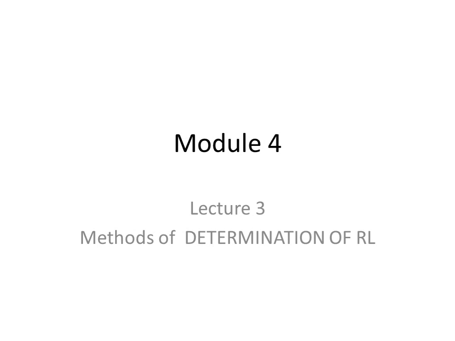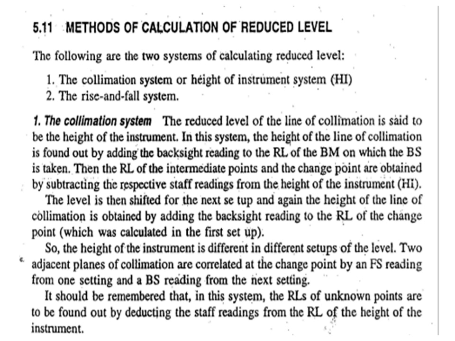Hello friends, in the previous two lectures we have seen what is meant by leveling, what is the principle of leveling, what is the object of leveling, and what is the purpose of leveling. Then in this lecture we are going to see how to determine the RLs by making use of the two methods. So in this slide we are going to see the two methods, namely Collimation System, also called the height of instrument, that is HI method, or rise and fall method.